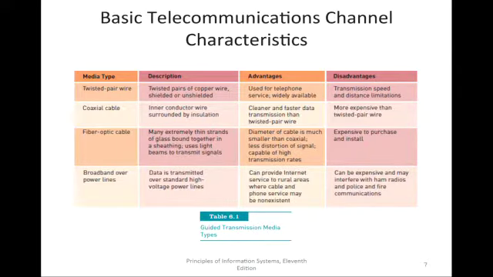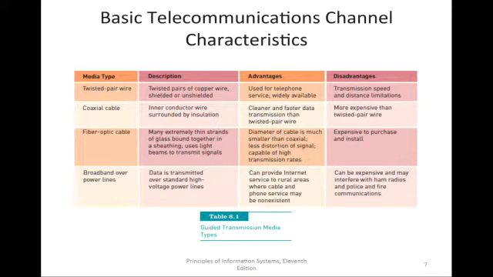So let's see basic telecommunication channel characteristics. We have a table which includes media type, description, advantages and disadvantages. And don't forget, each type has advantages and disadvantages. So you will pick a type depending on the situation that you are in. So we have twisted pair wire. It is twisted pairs of copper wire, shielded or unshielded, used for telephone service, and it's widely available. So this is the advantage of twisted pair wire. But when you check the disadvantage, transmission speed and distance limitation is a concern with this type.